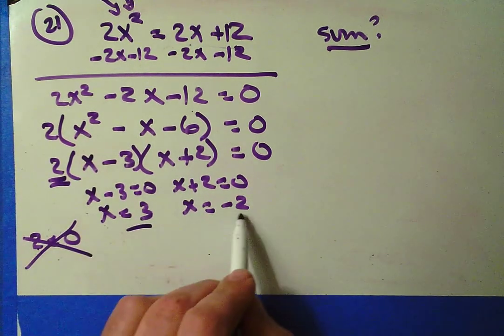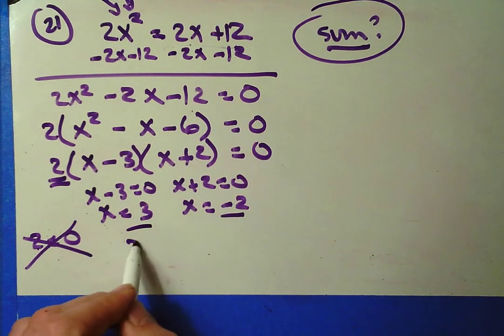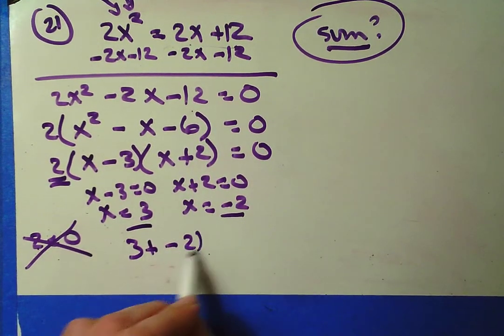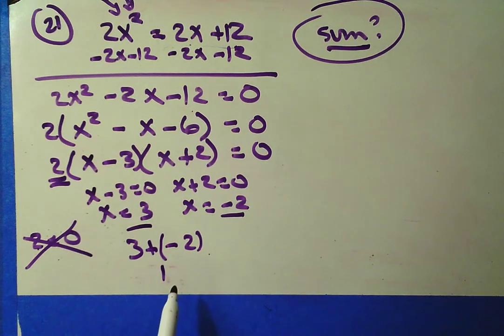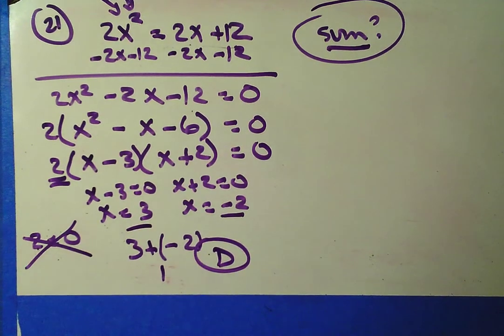So we've got 2 solutions. And remember, our question is, what's the sum of these solutions? 3 plus negative 2 is going to be positive 1. The sum of the solutions is 1, and therefore my answer is D.